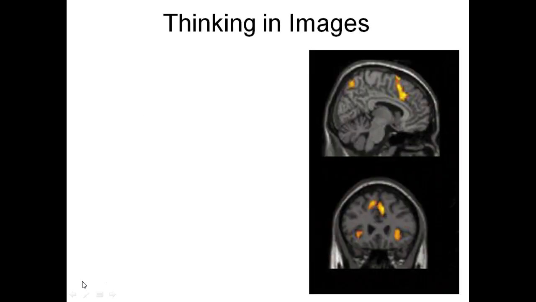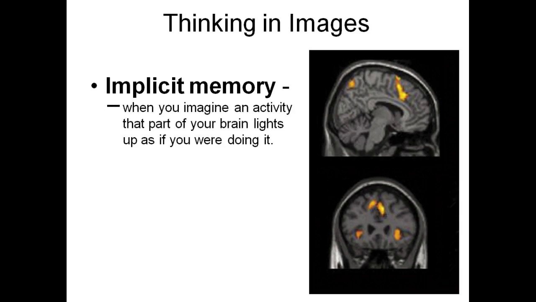All right, moving on to thinking in images. Implicit memories. Implicit memories, remember, are things that you can do automatically. They're skills that you do. And so these are easy to test in a brain image scan because we can ask somebody to do a specific skill, and as they do it, we can scan their brains.